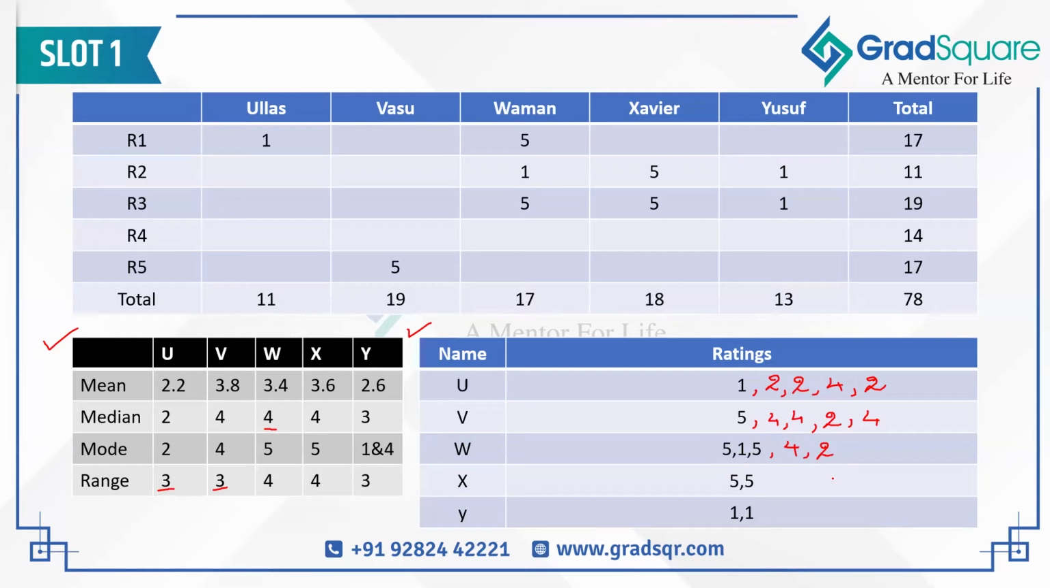Xavier has gotten 2 5s and his mode is also 5, but his median is 4. So he must have received a 4 rating. The remaining 2 ratings had to be less than 4. The range for Xavier is 4. So he has gotten a 5 rating, so the least rating that he could have gotten is 1. So now we have got 4 ratings. Let's now calculate the sum. 5 plus 5, 10 plus 4, 14 plus 1, 15. So the total rating for Xavier is 18. The sum of these 4 is 15. So the last rating for Xavier will be 3.